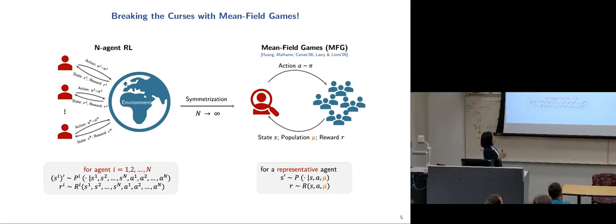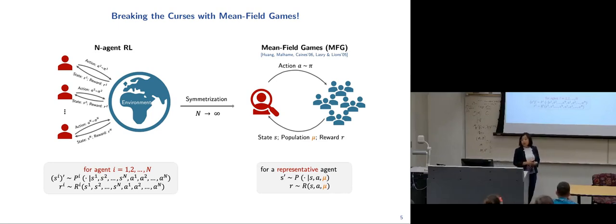So let me first formally describe the n-agent reinforcement learning problem. Each agent i has its own state transition dynamics P_i and also its own reward function R_i. And these state dynamics and reward functions depend on all the state and action information among all agents in the system.